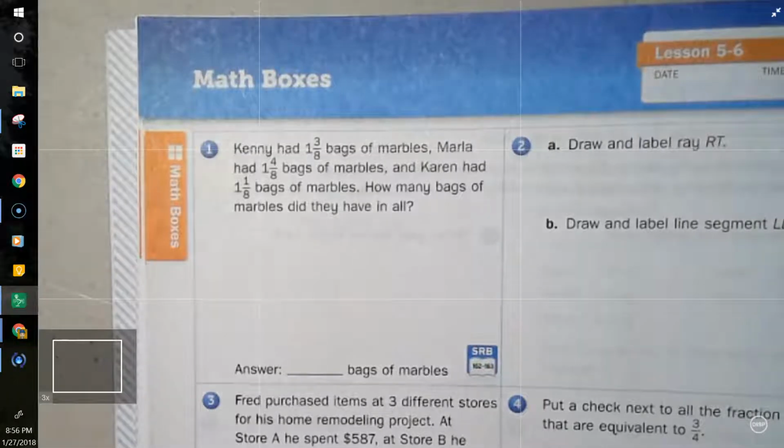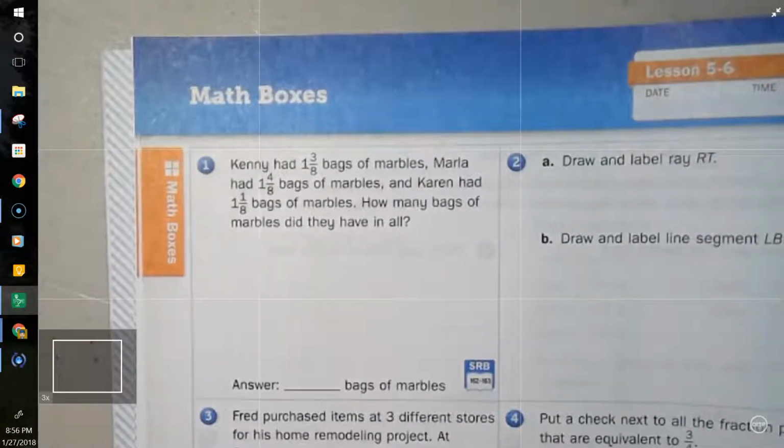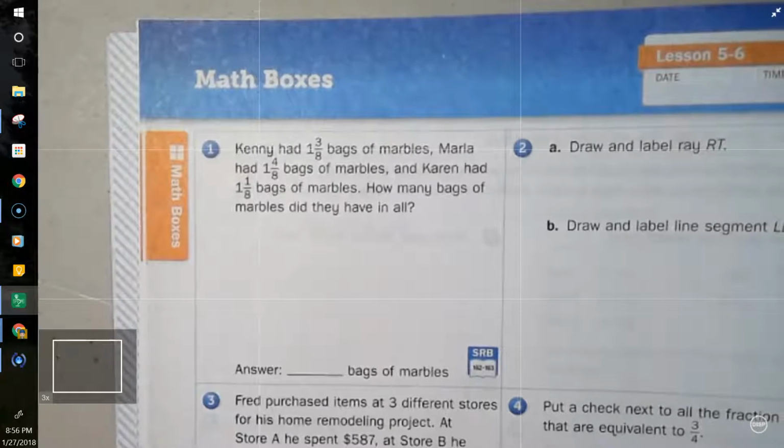Okay, let's take a look at checking math boxes 5.6, and that would be on page 168.